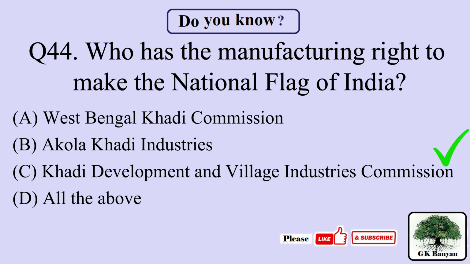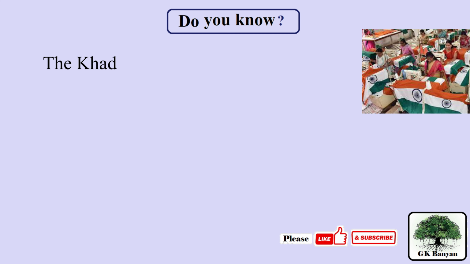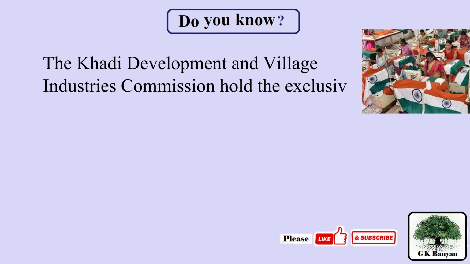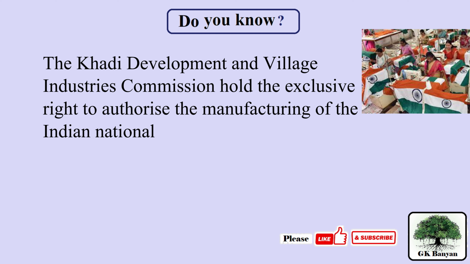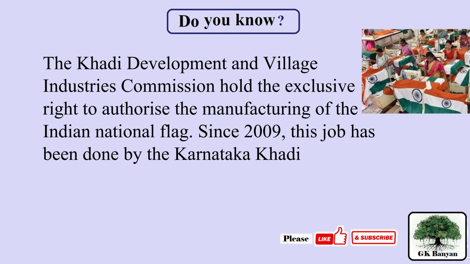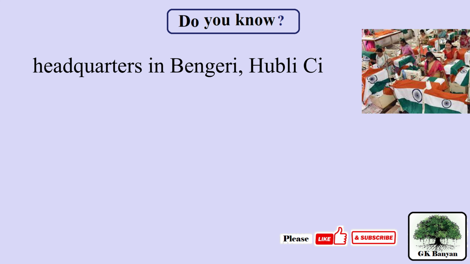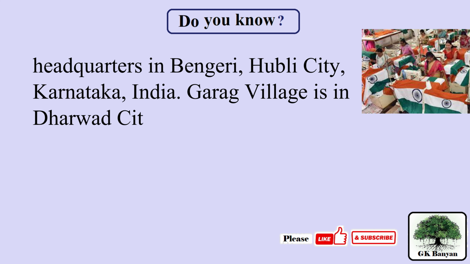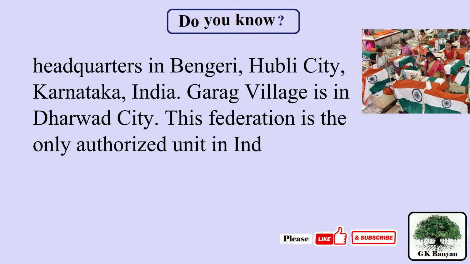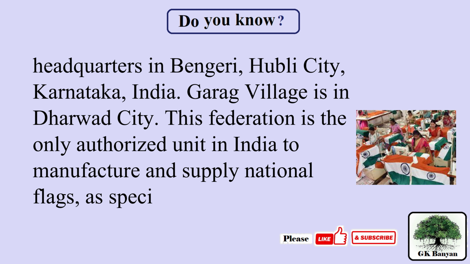Khadi Development and Village Industries Commission. The Khadi Development and Village Industries Commission holds the exclusive right to authorize the manufacturing of the Indian national flag. Since 2009, this job has been done by the Karnataka Khadi Gramodyog Sanyukt Sangh, which is a manufacturing federation with its headquarters in Bengeri, Hubli city, Karnataka, India. Garag village is in Dharwad district. This federation is the only authorized unit in India to manufacture and supply national flags as specified by the commission.